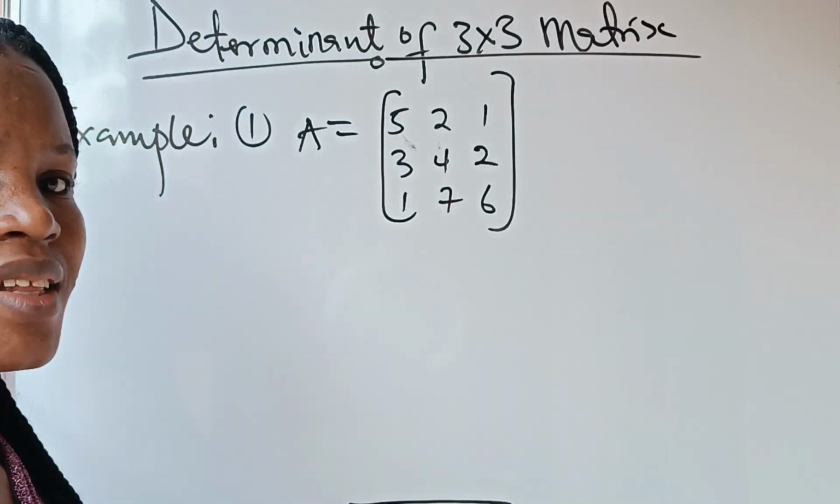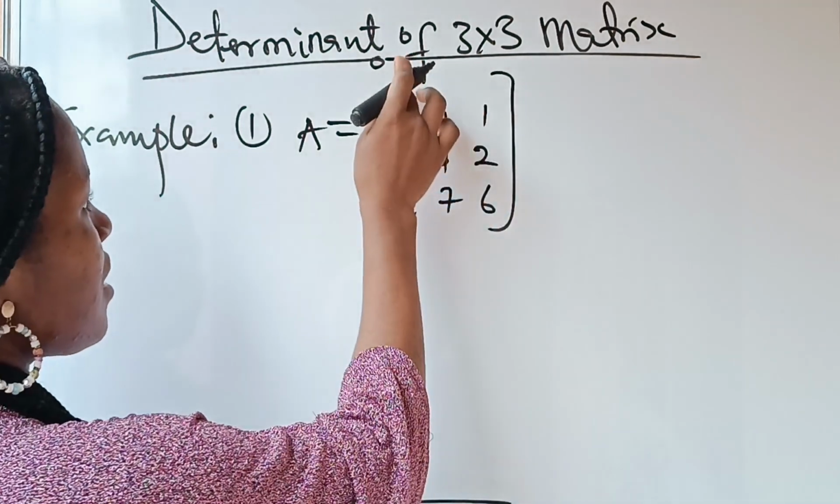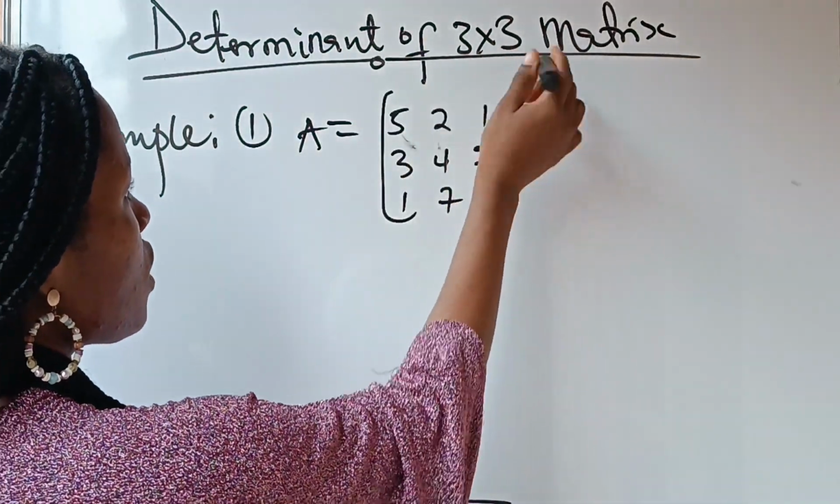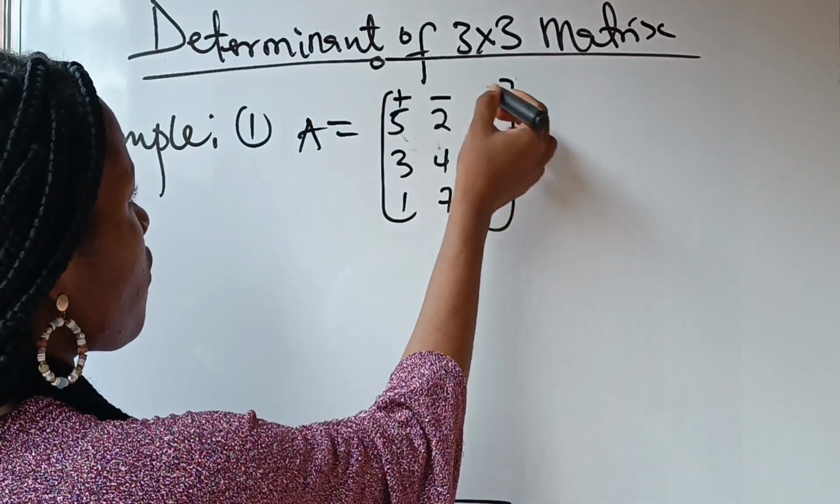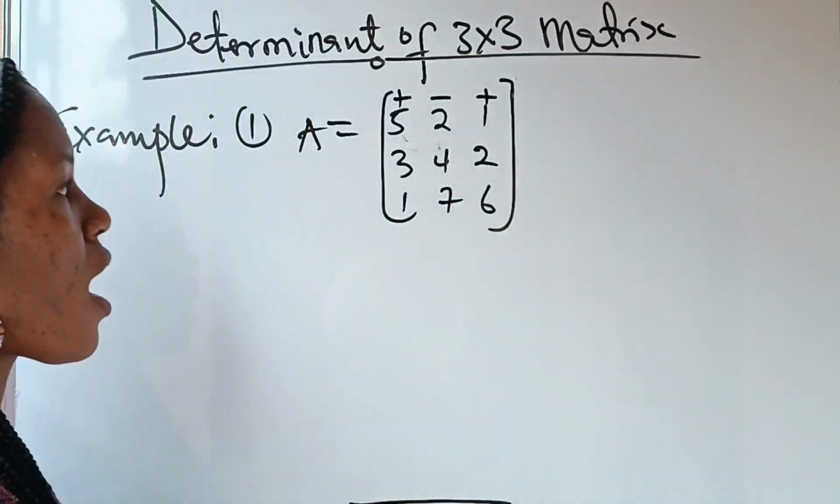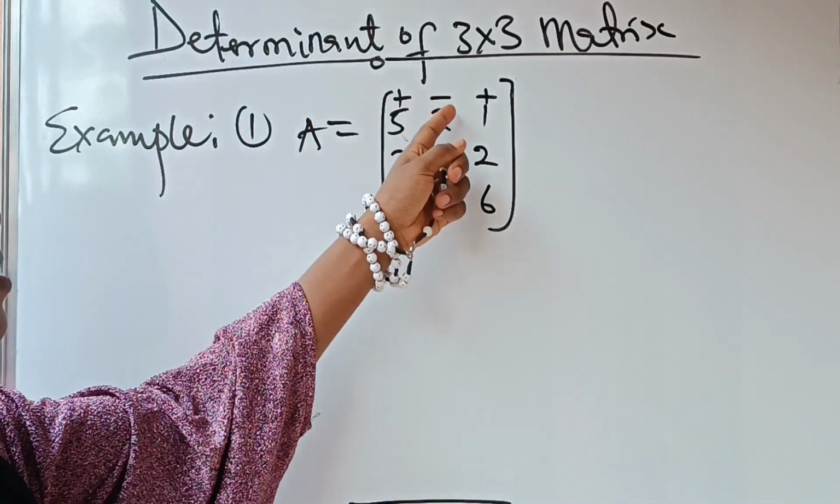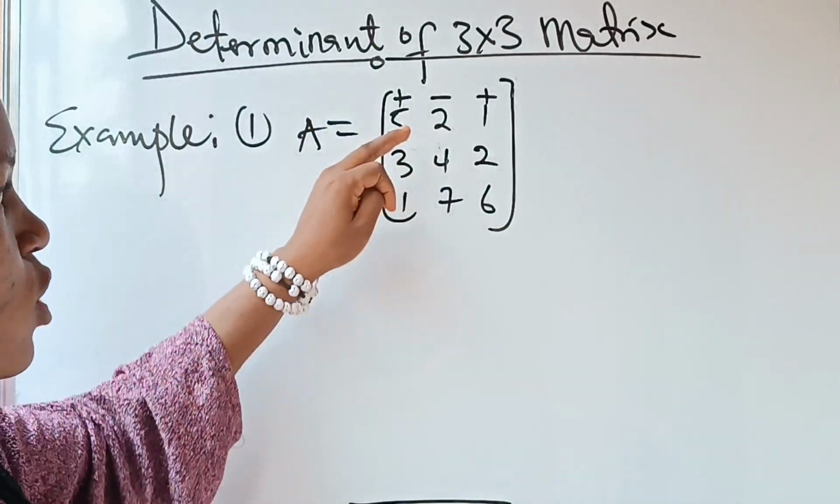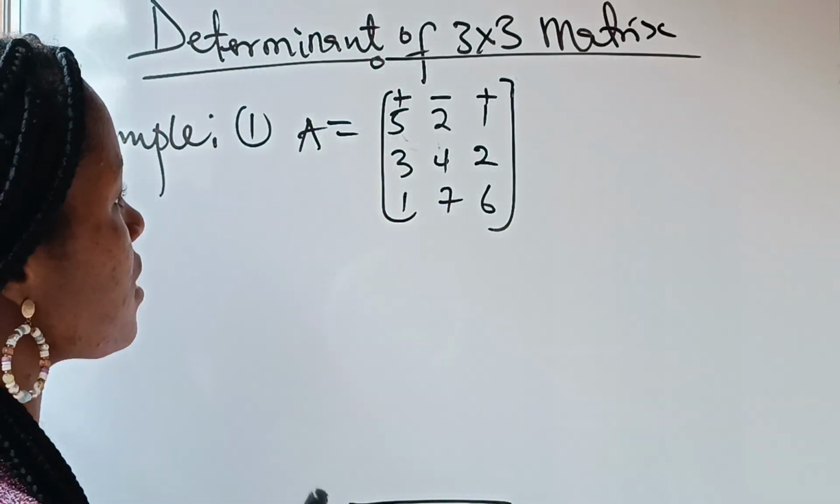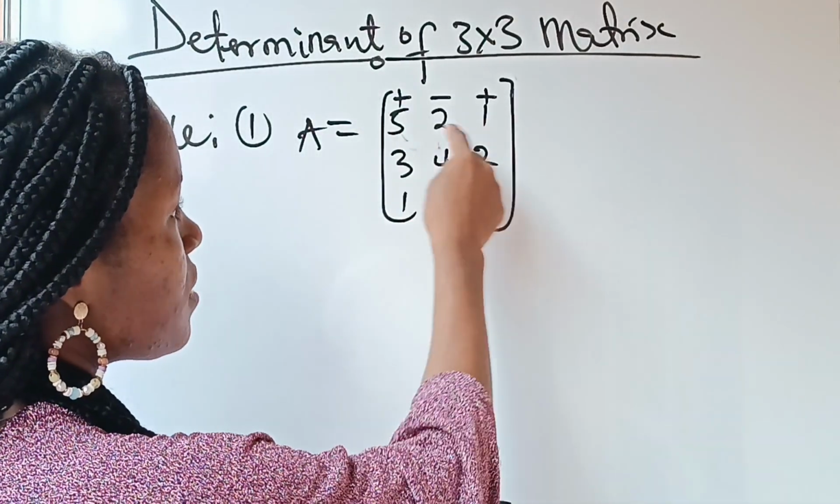When you're given something like this, you need to assign these operations to the first row. You have your plus here, your minus here, and your plus here. I know some of you will be asking what the plus, minus, plus are used for. Number one, this 5 is occupying the first position. You know that this is the first row of this matrix.